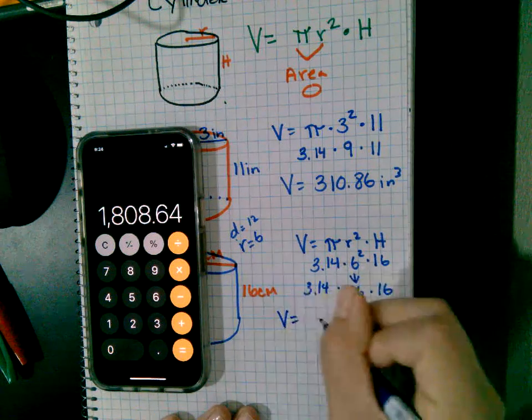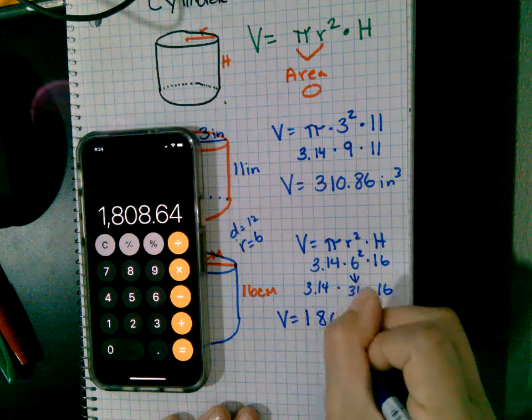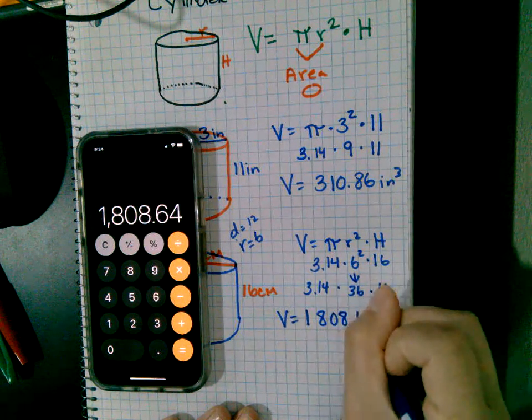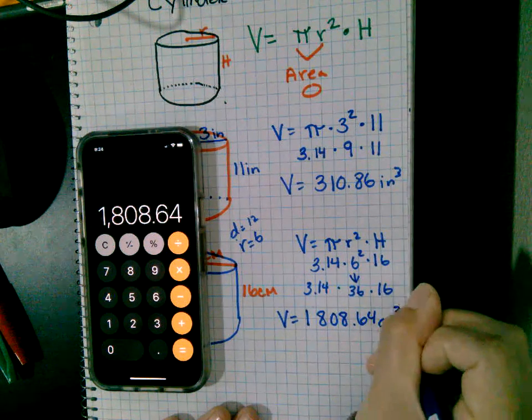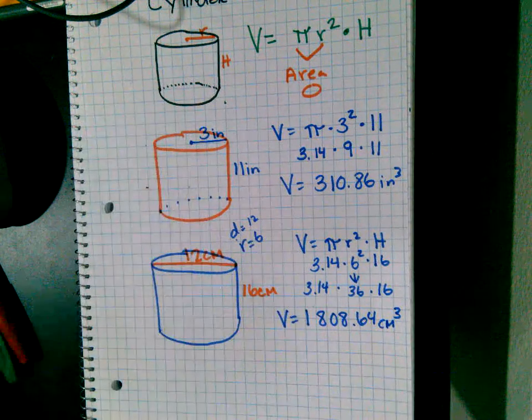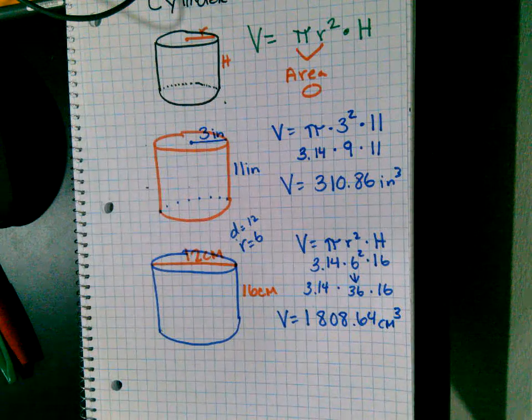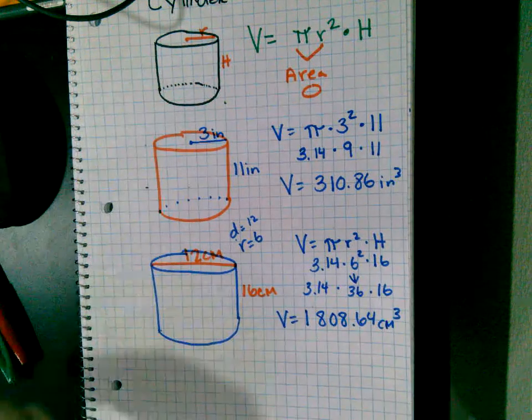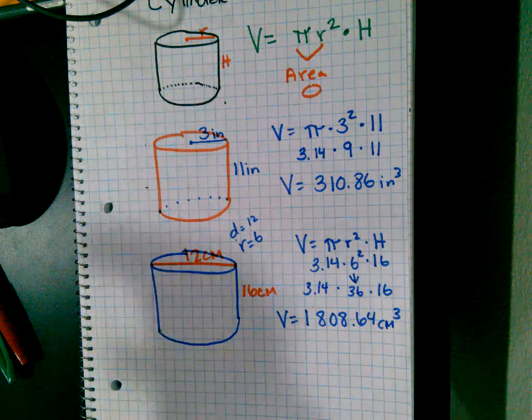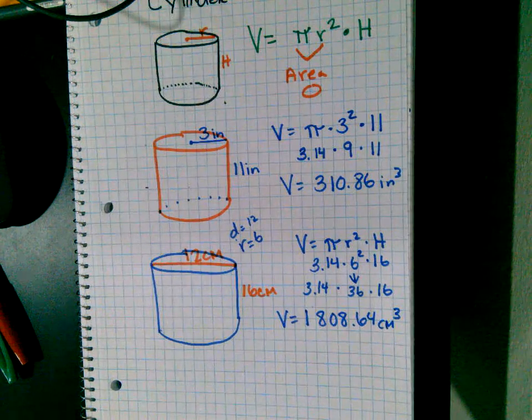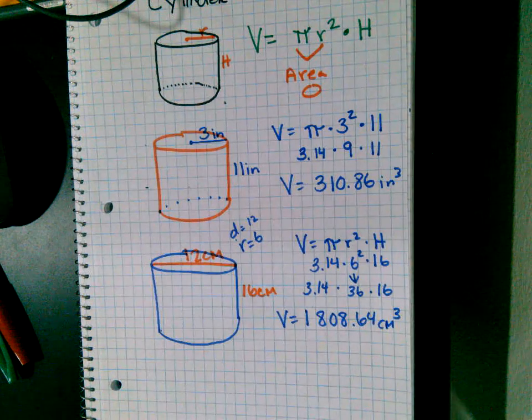Ooh. Volume is equal to 1,808.64 centimeters cubed. So again, volume is how much liquid, how much stuff can fit in an object. So for example, like a cup would be like how much juice can I fit in here, how much water, that would be the volume. So yeah, volume.